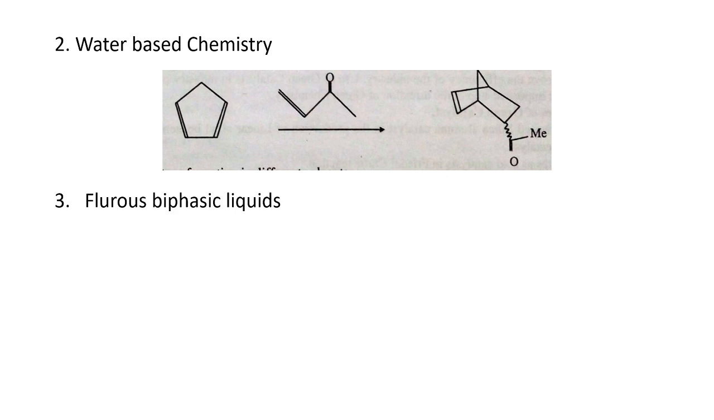The next is fluorous biphasic liquids, which are also called fluorinated phases. In this method, fully fluorinated solvents such as C6F14, which is a completely fluorinated hexane, are used. All hydrogens are replaced by fluorine. These solvents are non-polar and immiscible with organic solvents.